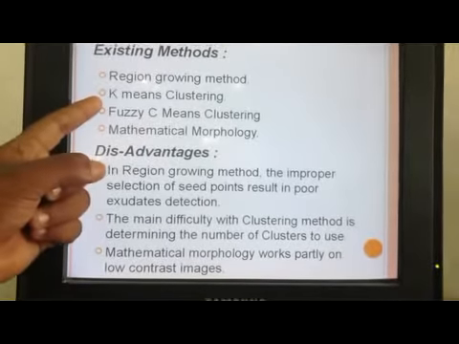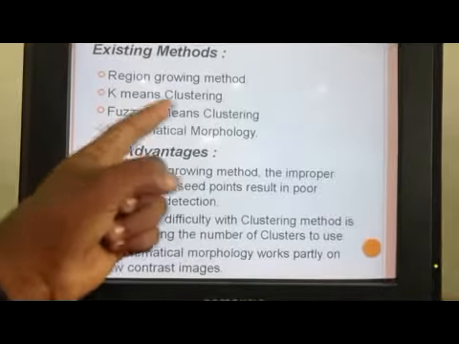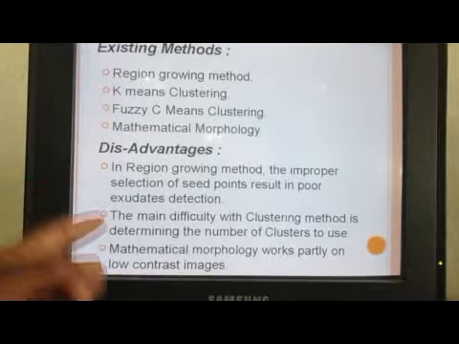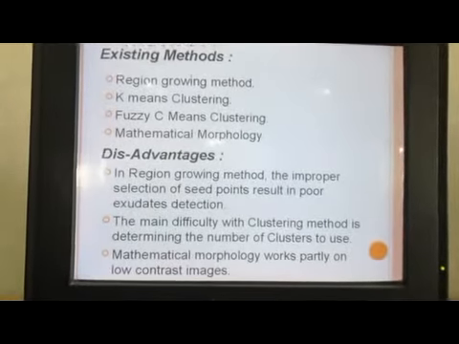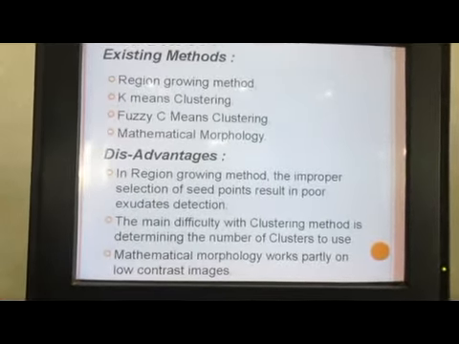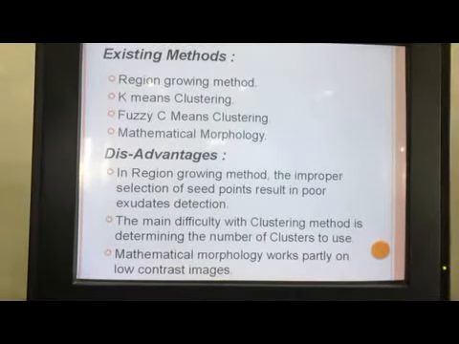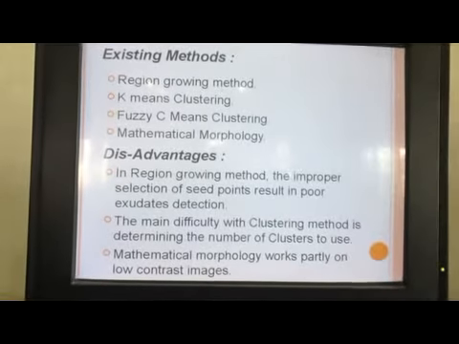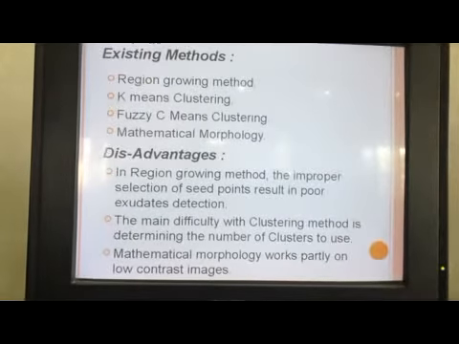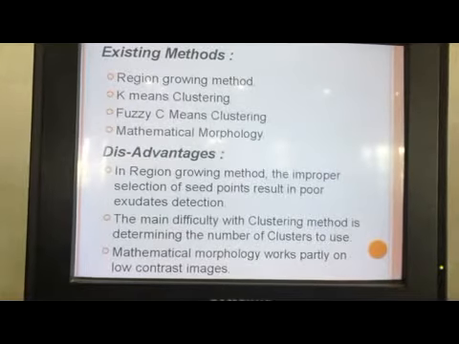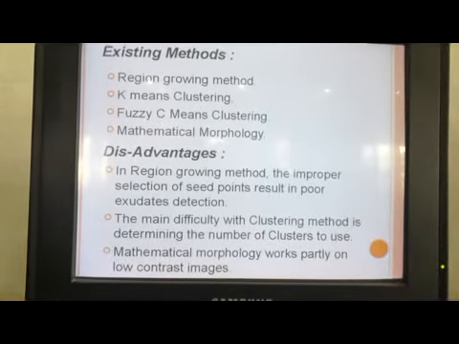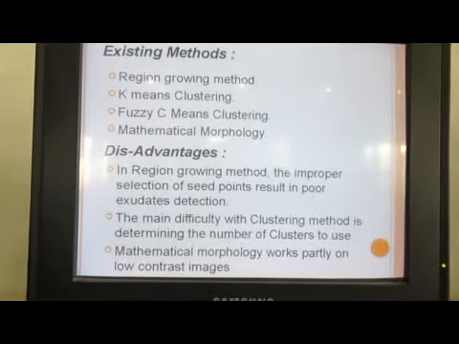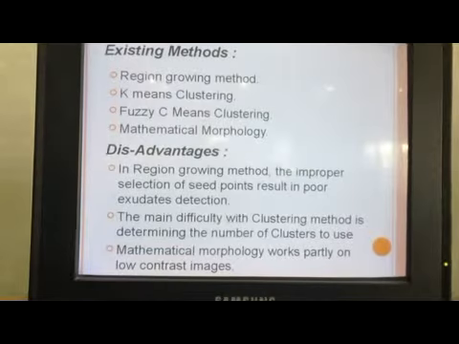And secondly, we have K-means clustering and fuzzy C-means clustering, which belong to the same clustering family. The main difficulty of this method is determining the number of clusters to use. The image is first divided into many clusters, and then each pixel or each cluster is acted upon separately. If we improperly determine the number of clusters, it would again result in poor detection of exudates.